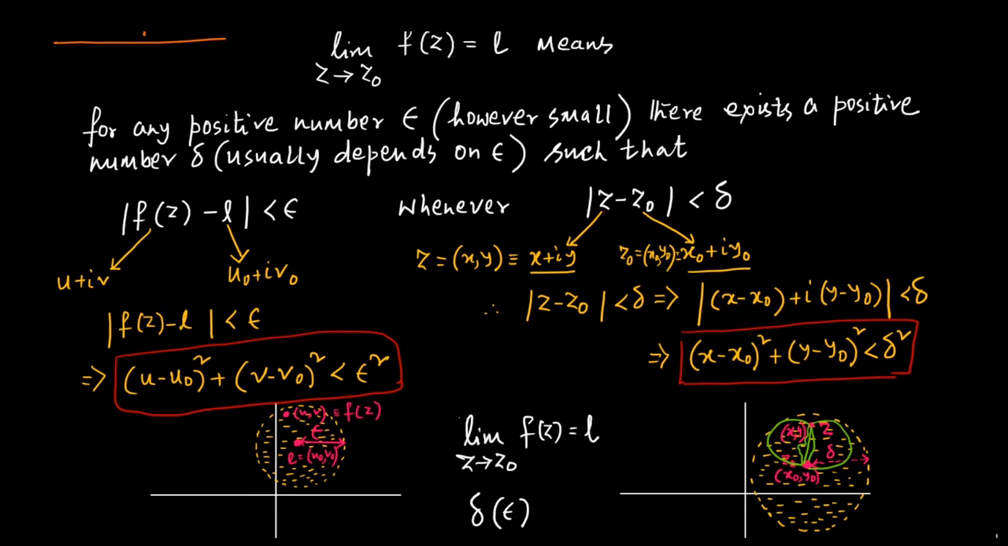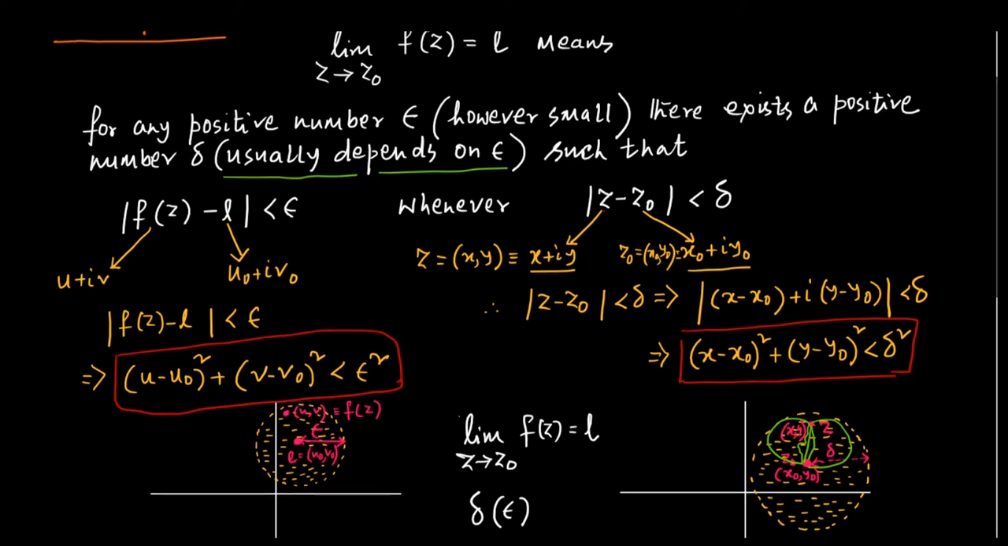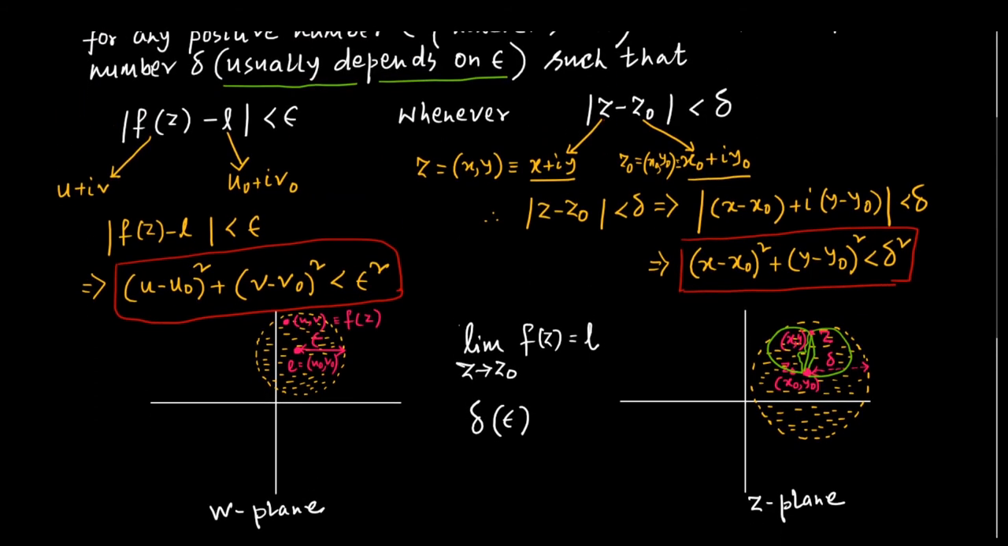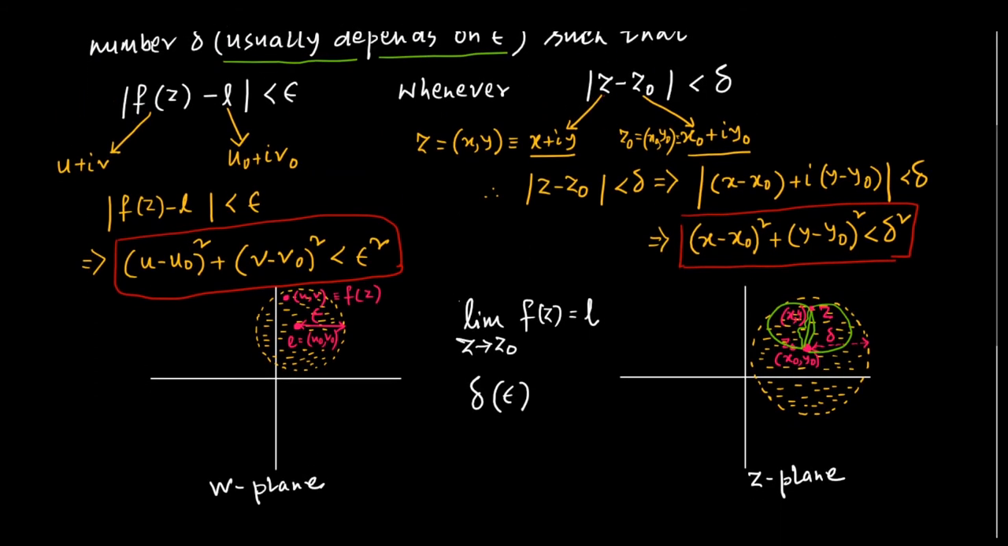See, that's why this part is written here. Usually delta depends on epsilon, because then this will happen and the relation should be a direct proportionality. So this is the formal definition of the meaning of this kind of expression: limit z tends to z0 f(z) equals L.